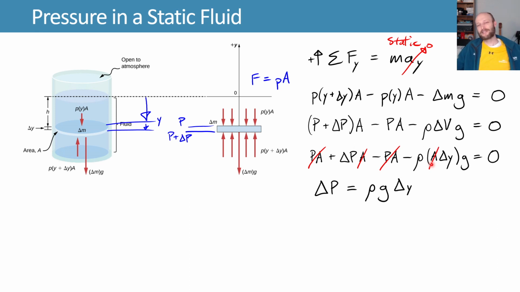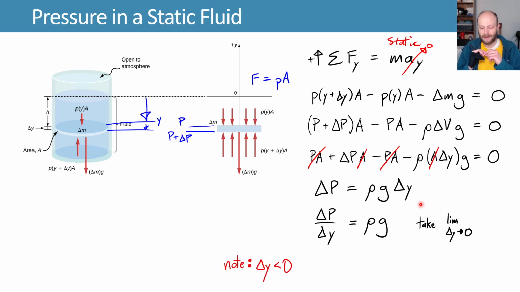So maybe this slide was a huge waste of time. Who knows? Maybe it's kind of redundant. But delta P now, our change in pressure from one side to the other side of this tiny little bit inside of the fluid, is equal to rho g delta y. We can put that on one side, the delta P over delta y, and take the limit as that element gets really, really small. This gives us our relationship dP/dy is equal to negative rho g.